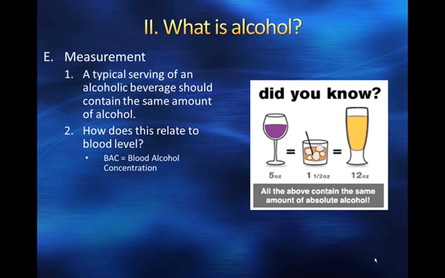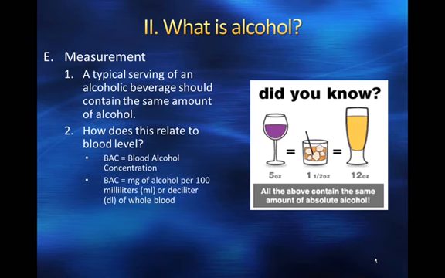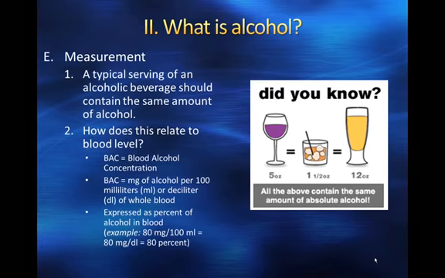Of course, we talk about blood alcohol as our blood alcohol concentration, which is usually the milligrams of alcohol per 100 milliliters, which is, of course, a deciliter of whole blood. But we express it as a percentage of alcohol in blood. So 80 milligrams per 100 milliliters is 0.08%, which would, of course, be lethal.